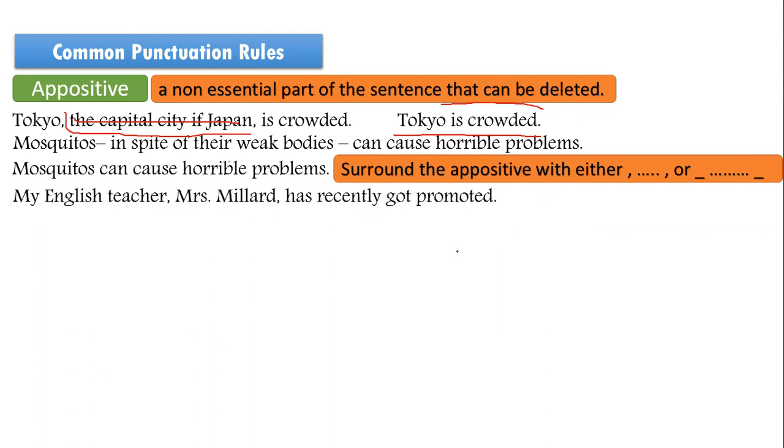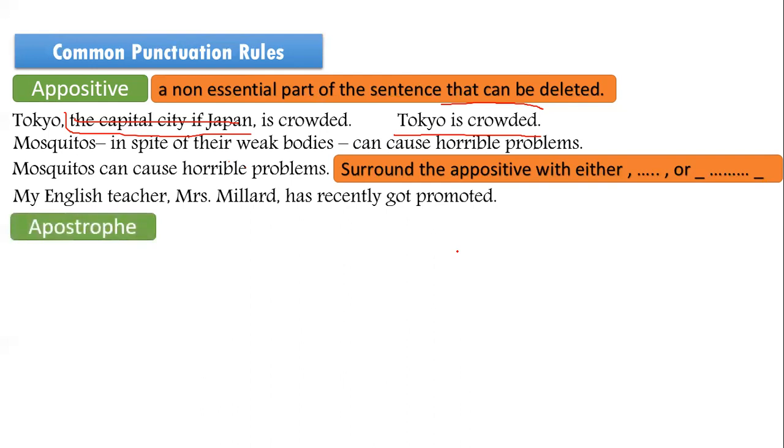My English teacher, Mr. Millard, has recently got promoted. Is this sentence correctly using commas to surround an appositive? Do I have an appositive here, Aslan? My English teacher, comma, Mr. Millard, comma, has recently got promoted. Is it correct? It is correct. Yes, thank you very much.